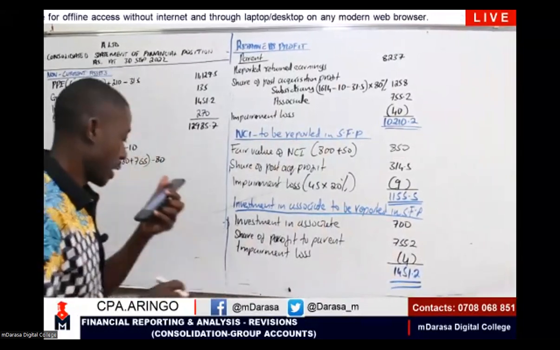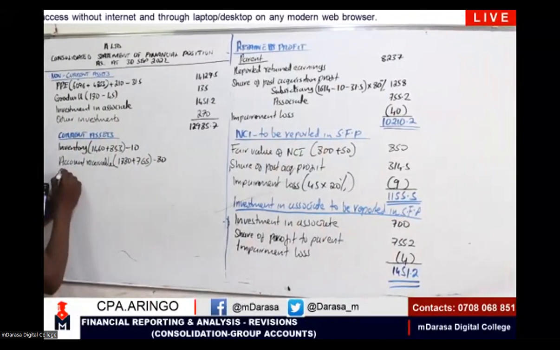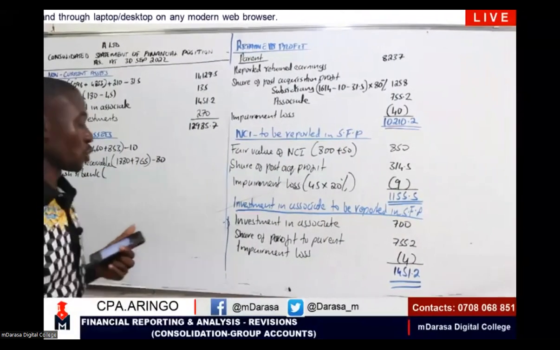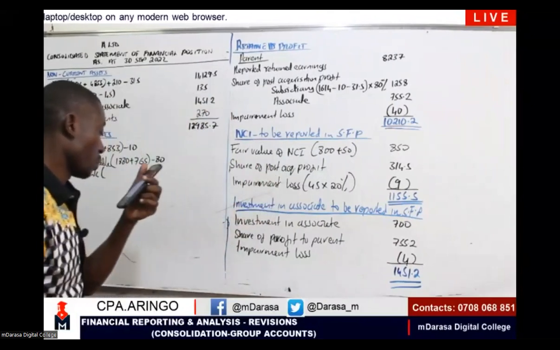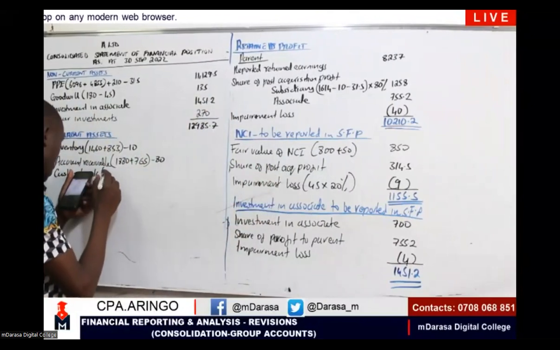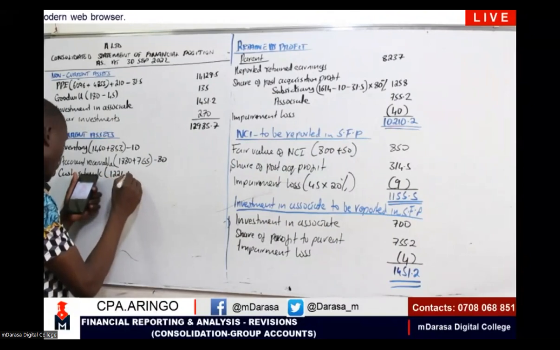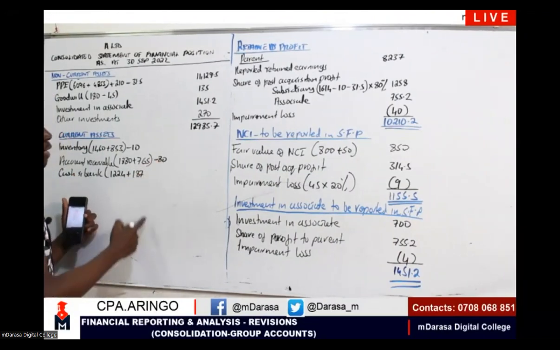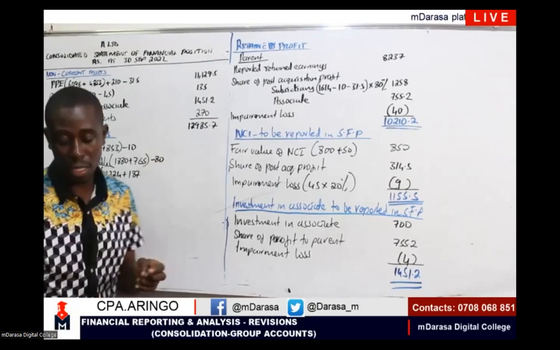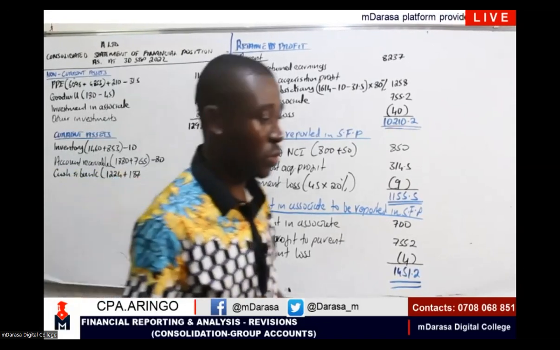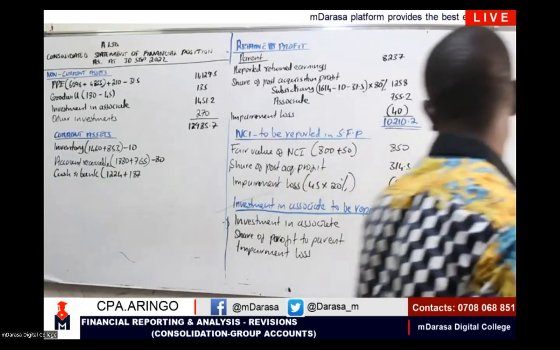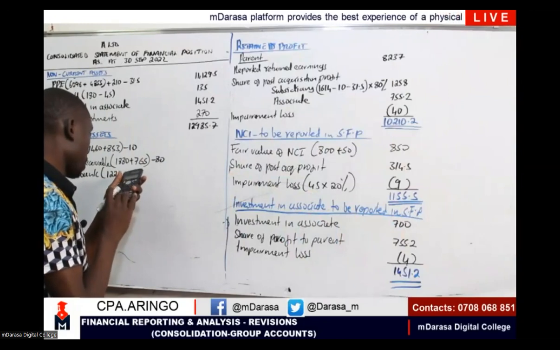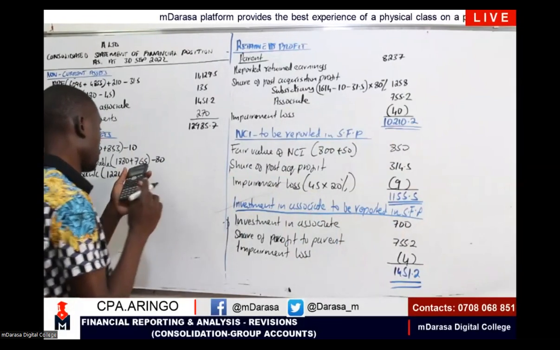The other element you're having, cash and bank. That was 1224 plus 187, right? We didn't have any cash in transit. If we had cash in transit, we could have added it there, but we didn't. So what would be our total here, my good students? My total here, we should be having 1460 plus 853 minus 10 to give us 2303.